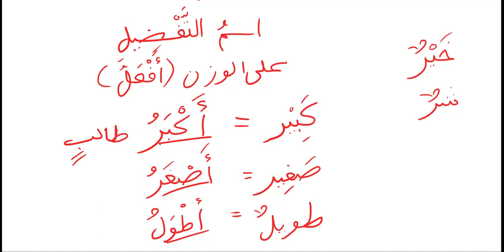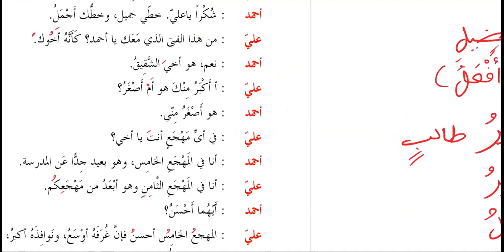And then شَرٌّ, you can say هَذَا شَرُّ النَّاسِ فِي الْعَالَمِ, this is the most evil person in the world. الصَّلَاةُ خَيْرٌ مِنَ النَّوْمِ, another example.